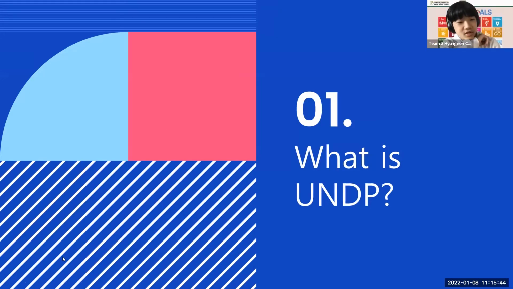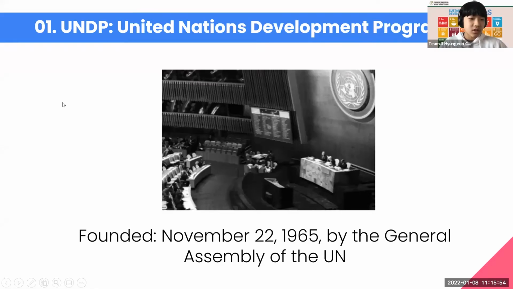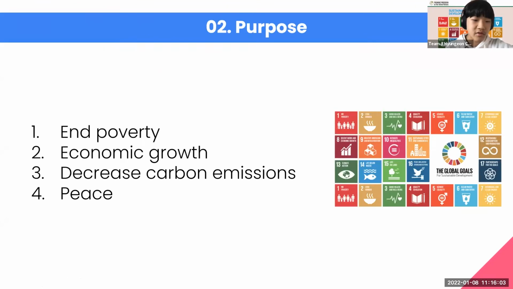Hello, my name is Chung, going to Dwight School, Seoul. Today, I would like to introduce what UNDP is. Then, what is UNDP? UNDP was founded in 1965 in New York by the General Assembly of the United Nations. The UNDP was created to end poverty, achieve economic growth, decrease carbon emissions, and ensure peace in the world.